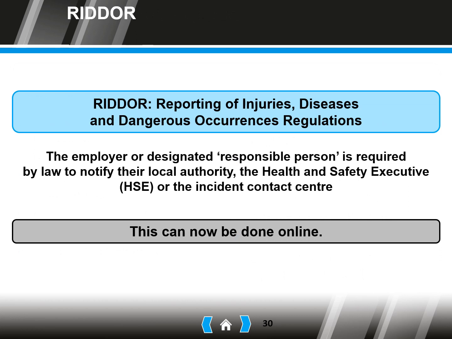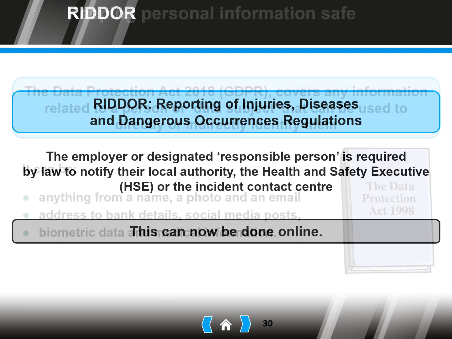And RIDDOR is the Reporting of Injuries, Diseases and Dangerous Occurrences Regulations. The employer or designated responsible person is required by law to notify their local authority or the Health and Safety Executive of incidents at the contact centre. This can now be done online.